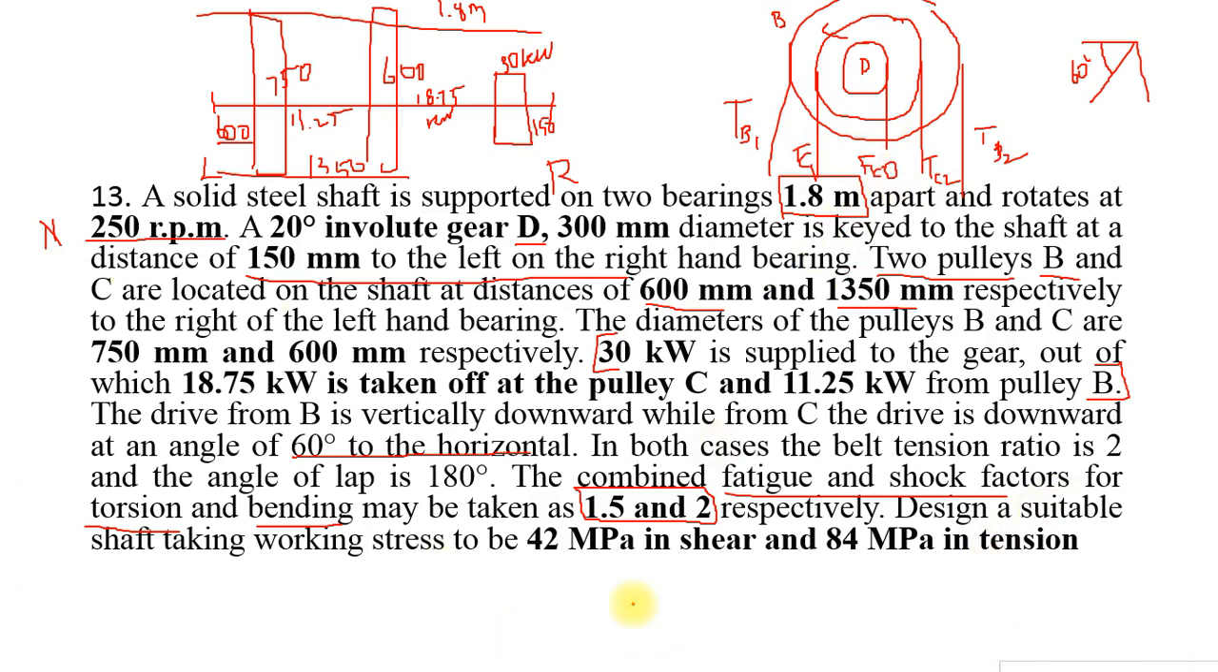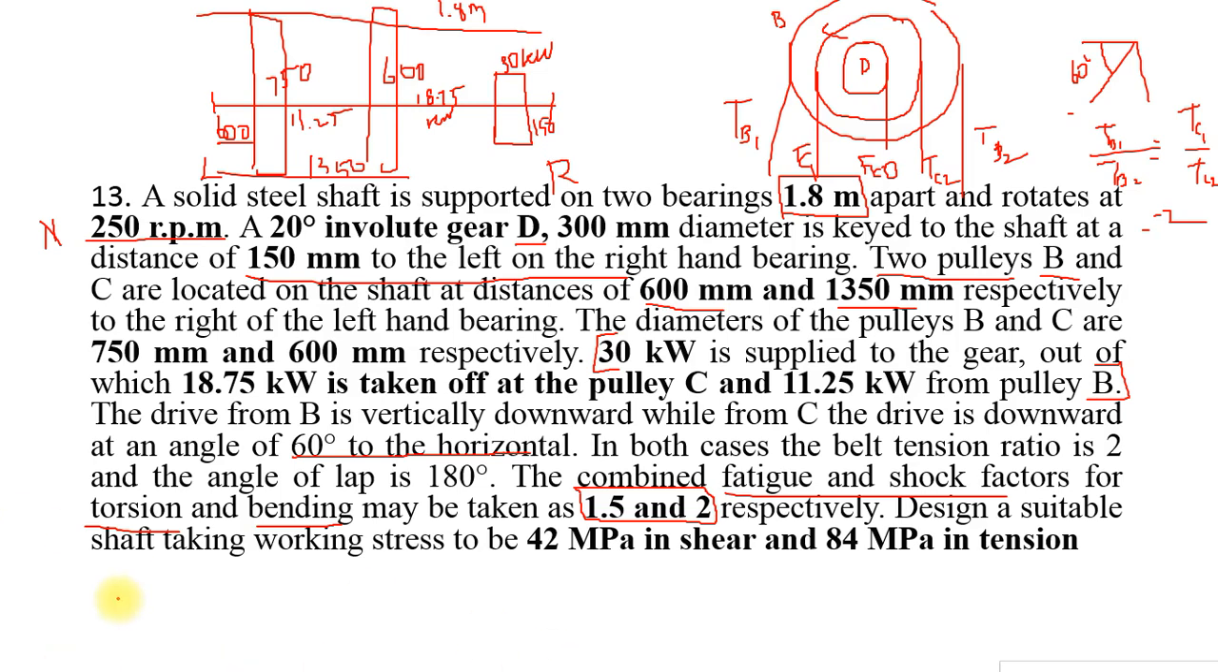So here, what is given is TB1 divided by TB2 is equal to TC1 divided by TC2 equal to 2. This is the value which is given there.